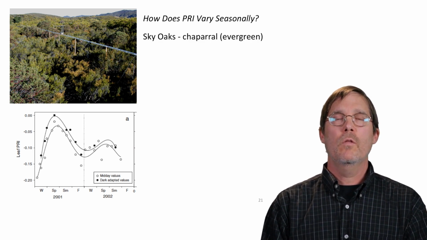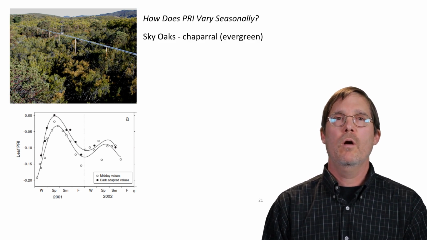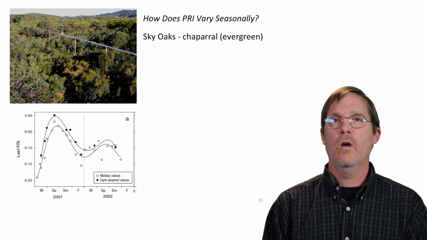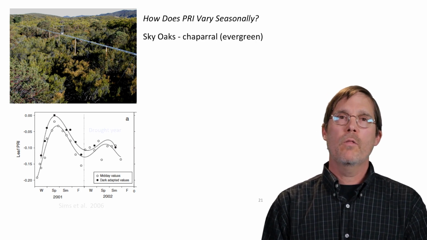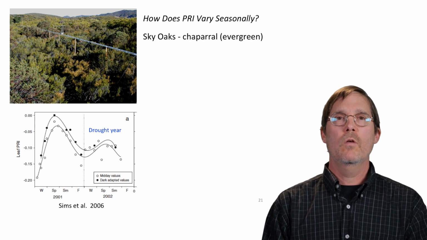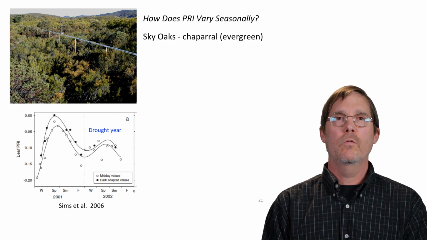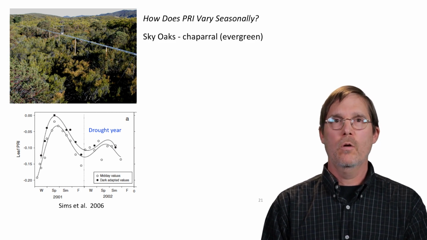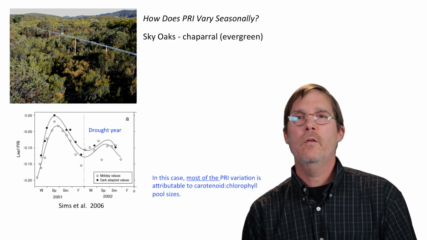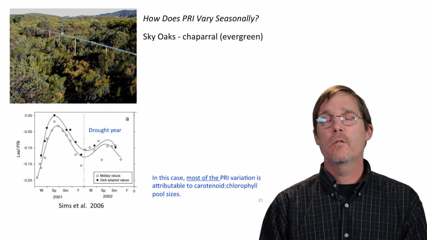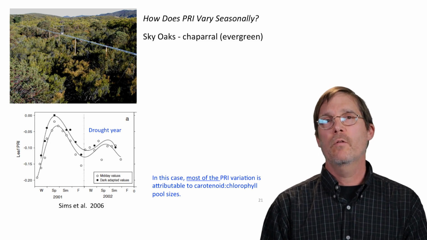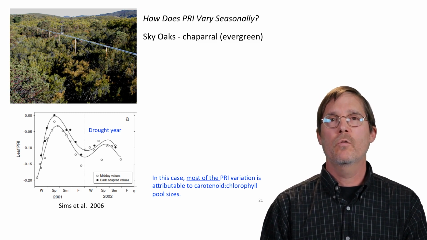And so the take-home message here is that there's a very strong seasonal change in the PRI and a much more subtle change that's the diurnal change. And we looked at this also, oh, by the way, the second year was a drought year, and so you see a much reduced summertime PRI value under drought stress than you do in a more normal year in the left. And in this case, it was quite clear that most of the variation in PRI is attributable to changes in the chlorophyll carotenoid pool sizes, the constitutive effect, rather than the diurnal effect.